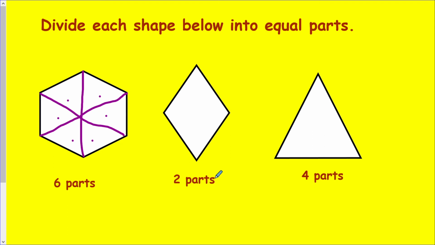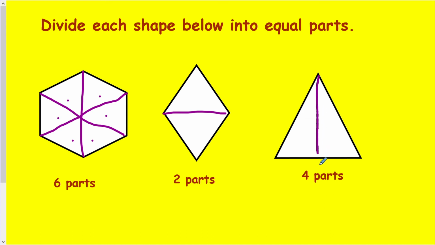Is there more than one way to do it? I could divide it this way. How else could I do that? We could divide it this way. Oliver's having a moment. 4 equal parts. This one's always so tricky.